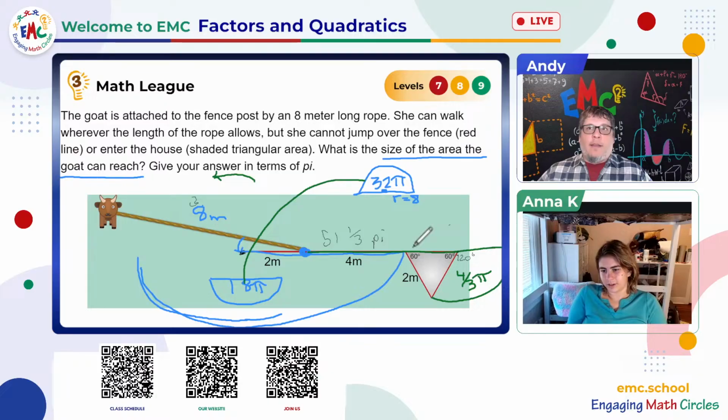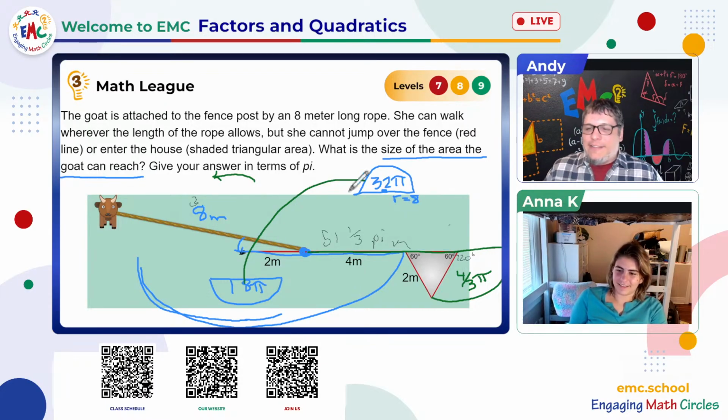51 and 1/3 pi what? Meters, right? Close. Oh, square, because area. Meters squared because we got the area.